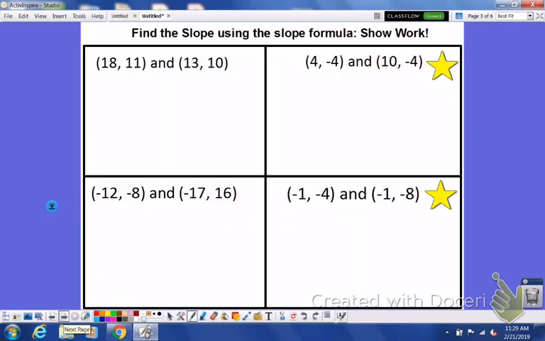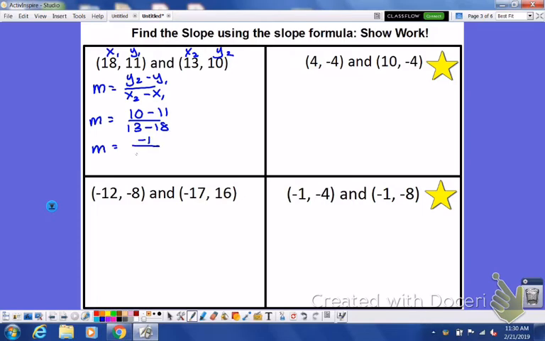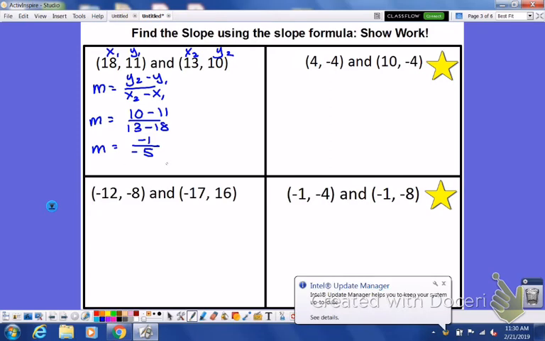We run through a couple of examples. We have our x1, y1, x2, y2. m equals y2 minus y1 over x2 minus x1. Go ahead and do our substitution. m equals 10 minus 11 over 13 minus 18. We simplify that. 10 minus 11 is negative 1. 13 minus 18 is negative 5, which we can take one step further. Two negatives make a positive, so our slope is 1/5.